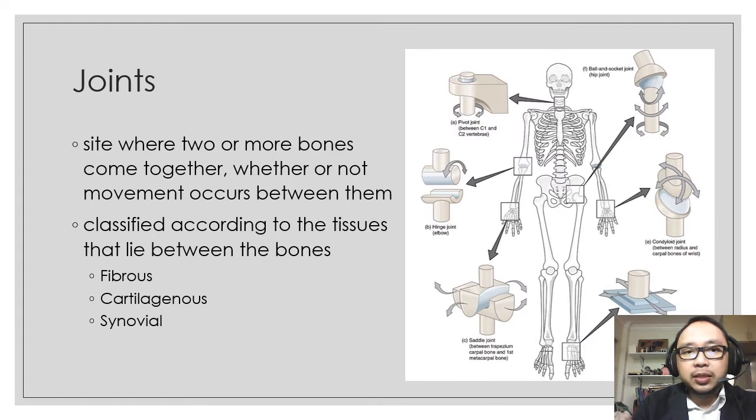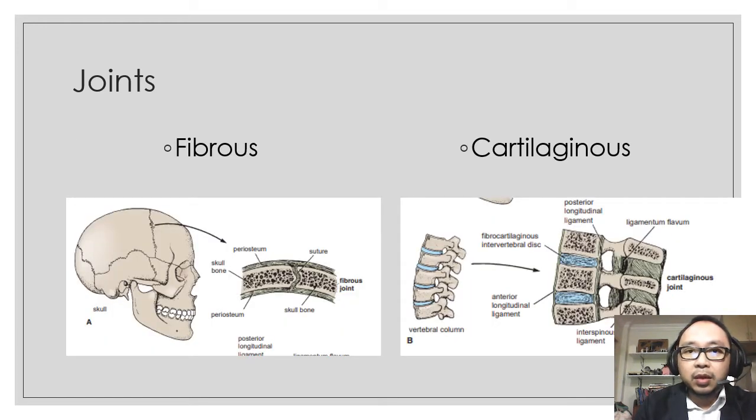Joints are described as a site where two or more bones come together, whether or not movement occurs between them. They can be classified according to the tissues that lie between the bones: fibrous, cartilaginous, or synovial. Fibrous joints, as seen in this slide, particularly the sutures of the skull, have very little or almost no movement because they're connected by fibrous tissue.